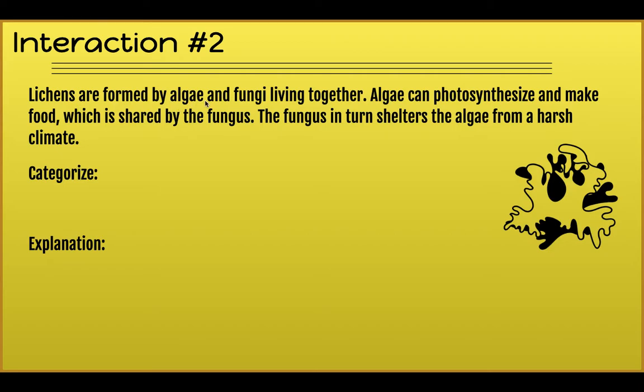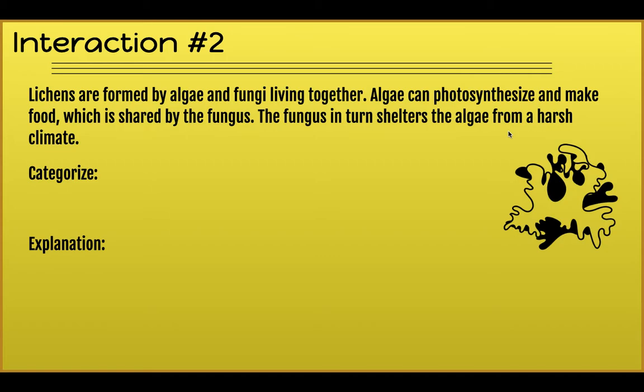Lichens are formed by algae and fungi living together. Algae can photosynthesize and make food, which is shared by the fungus. The fungus, in turn, shelters the algae from a harsh climate. So I'm going to tell you right now that this "in turn" phrase gives us a really good hint about what type of relationship this is. So again, lichens are formed by algae and fungi living together, and the algae can photosynthesize and make food, which is shared by the fungus. So the algae is providing food for the fungus, and in turn, the fungus shelters the algae.